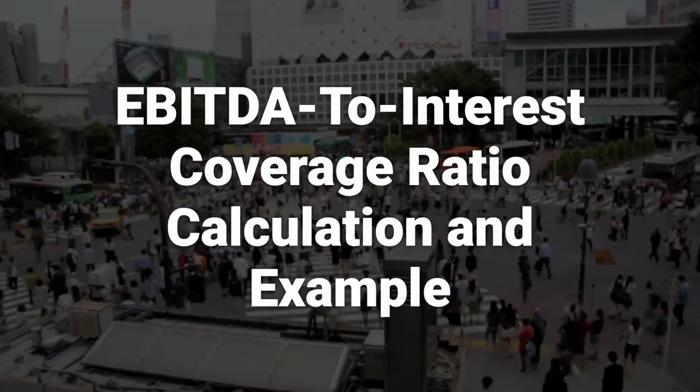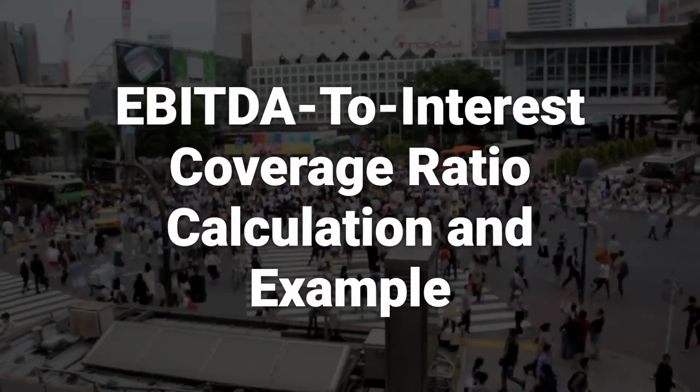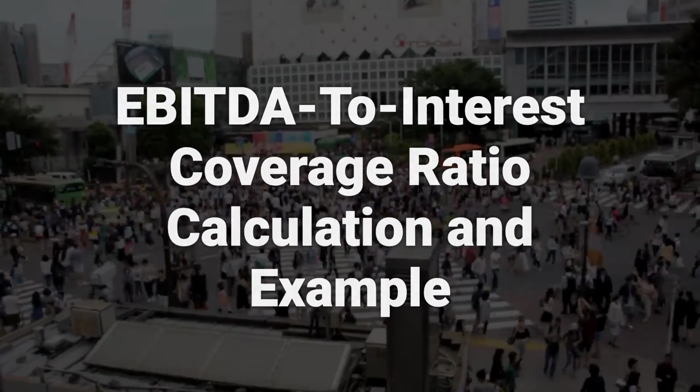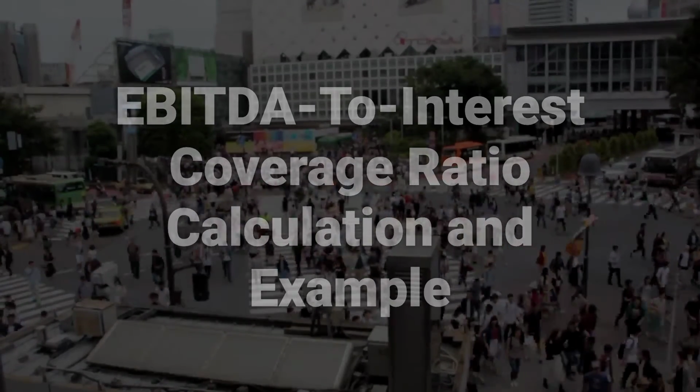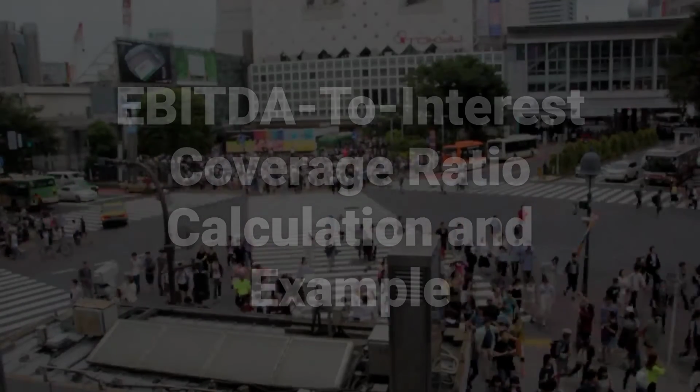calculates the EBITDA by taking the company's EBIT and adding back the depreciation and amortization amounts. Using the formula for the EBITDA-to-interest coverage ratio, the company's EBITDA-to-interest coverage ratio is calculated.